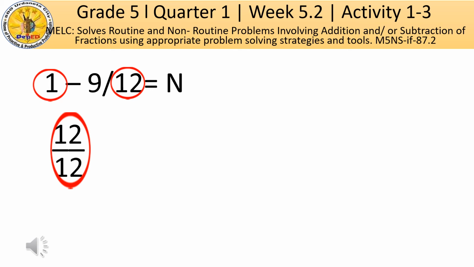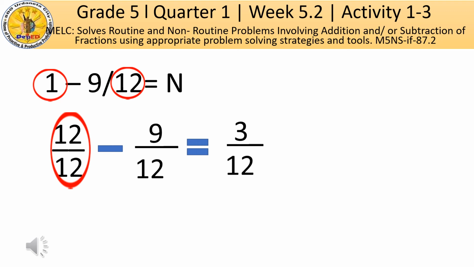Let us now subtract 12/12 minus 9/12. 12 minus 9 is equal to 3 as the numerator. For the denominator, just copy 12, the same denominator.